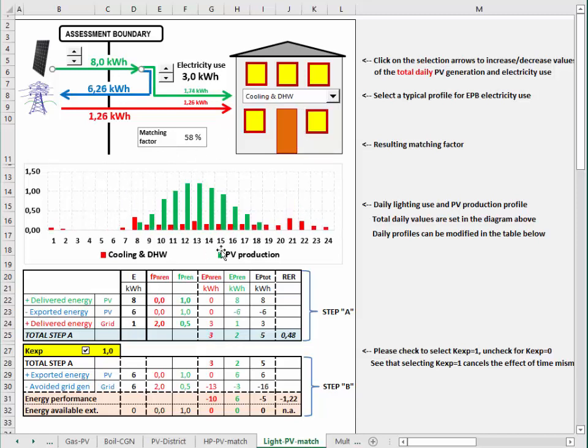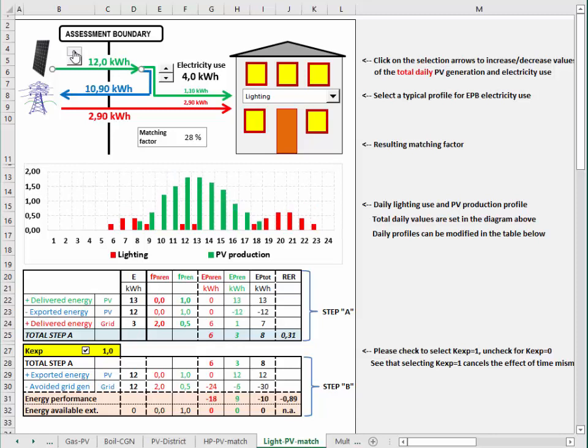For each of them you may experiment changing the profile or changing the total amount of produced electricity or used electricity, and show the effect on the matching factor. For example, even if the production is much increased, the matching factor is not increasing that much. At some point, even if you increase the electricity produced, the matching factor is stable. That's because there is no more hour where there can be an improvement.